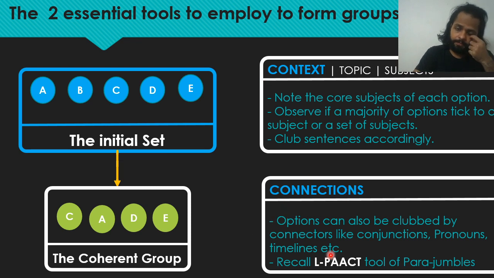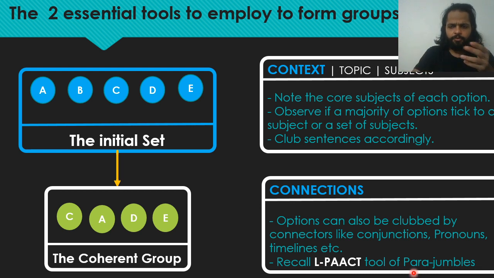Connections are basically, as I've talked about in many of my classes on Unacademy, this LPACT toolkit that we use for solving parajumbles. LPACT is just an acronym: L is for logical flow, P is for pronouns, the first A is for articles, the second A is for abbreviations or acronyms, C is for connectives or conjunctions, and T is for timeline. So these are the types of clues that help you to stitch these sentences together, right?